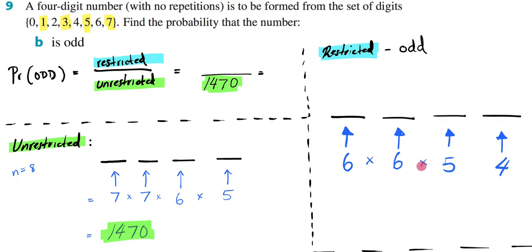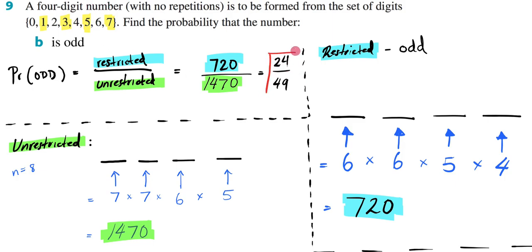Now I'm going to multiply all of these together: 6 times 6 times 5 times 4 is going to be 720. Let me do that in black, 720, and then I'm going to highlight that in blue. Then I'm going to come up here and write in 720 and highlight it in blue again. Notice how quickly we were able to find this in comparison to the last one. And my answer is 24 over 49, which is what we found before when we did it the quick way. Perfect.